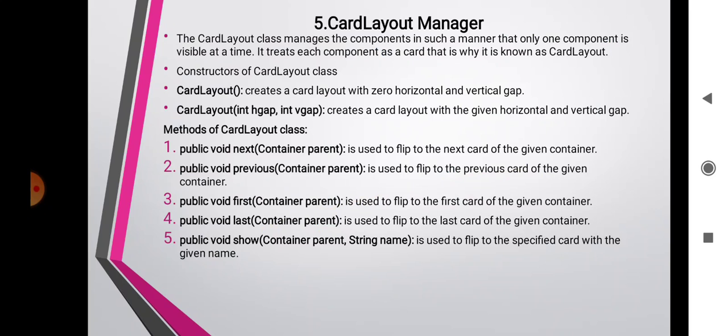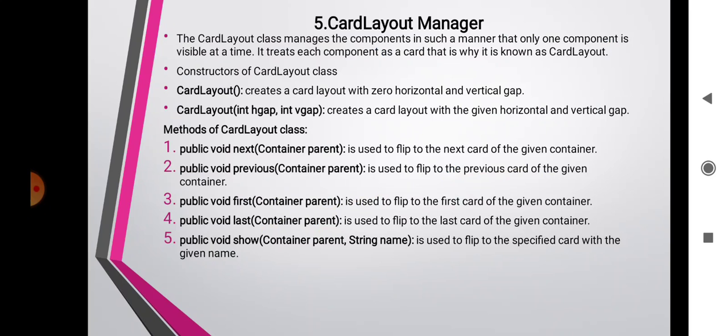The last class is the CardLayout manager. The CardLayout class manages the components in such a manner that only one component is visible at a time, and it treats each component as a card. That is why it is also known as CardLayout. The CardLayout manager provides the means to manage multiple components, displaying one at a time, and these components are displayed in the order in which they are added, or in arbitrary order by using an assignable name.